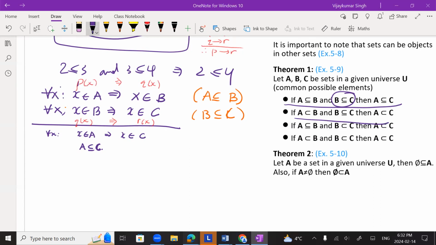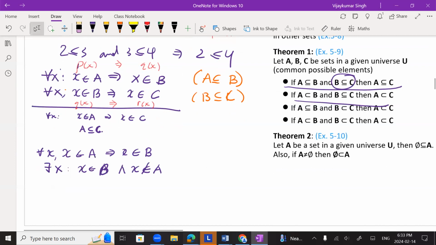So we have A is a strict subset of B, right? This means for all x, x belongs to A implies x belongs to B, right? And on top of this, strict subset means there exists x such that x belongs to B and x does not belong to A. Does that make sense to you? So this is another law.